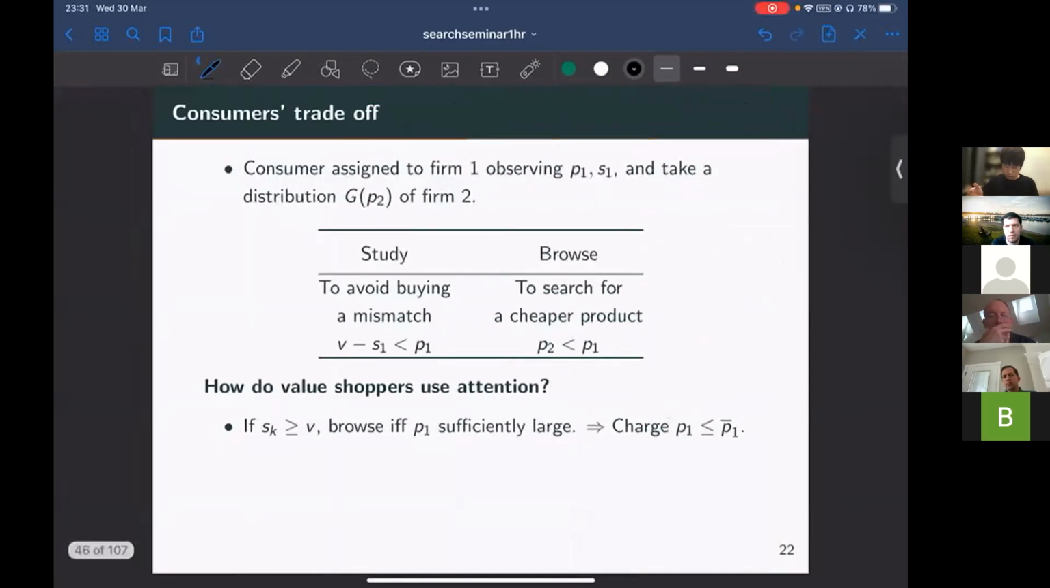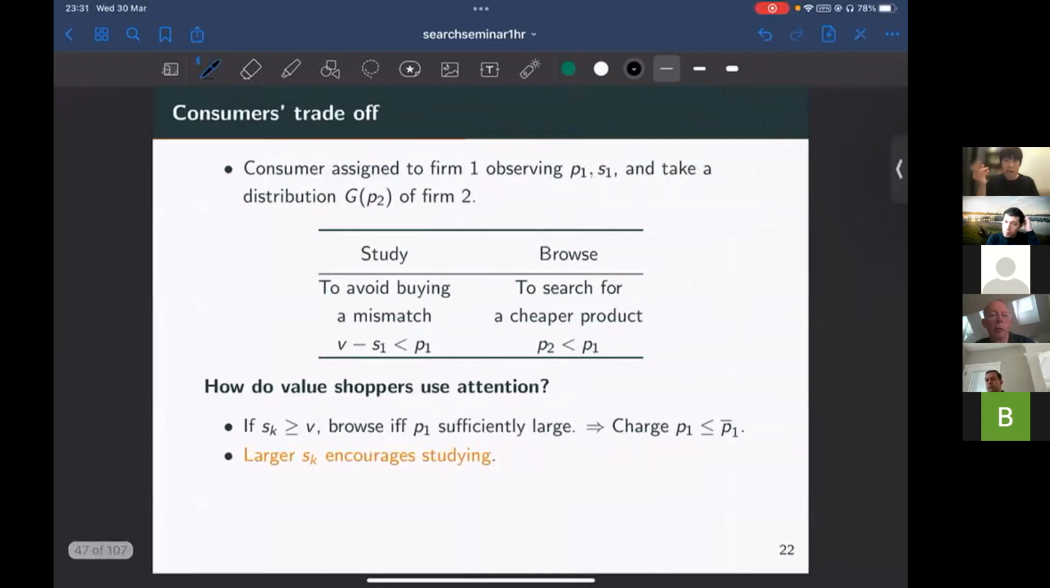Okay, so that means there will exist some P1 upper bar, such that firms would always charge P1 smaller than P1 upper bar. Because if P1 is bigger than P1 upper bar, the consumer would decide to browse, and there's no way that the firm could sell to the consumer, because the consumer would then buy from the other firm for sure.